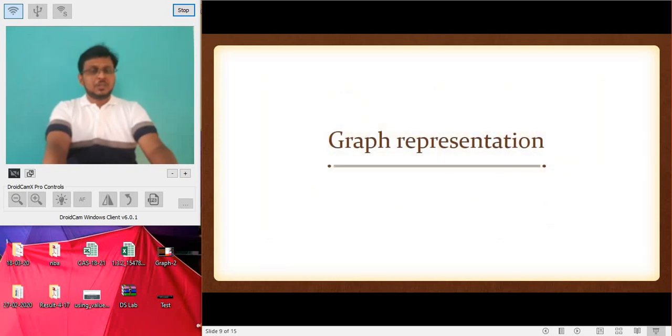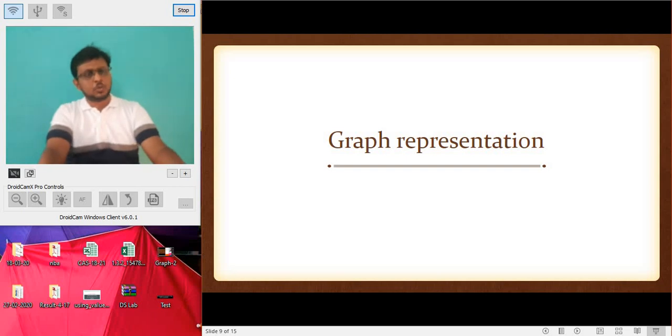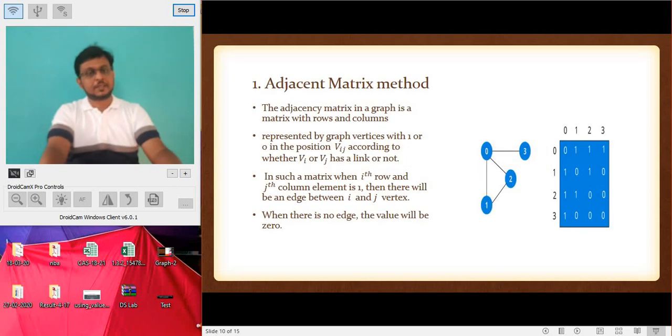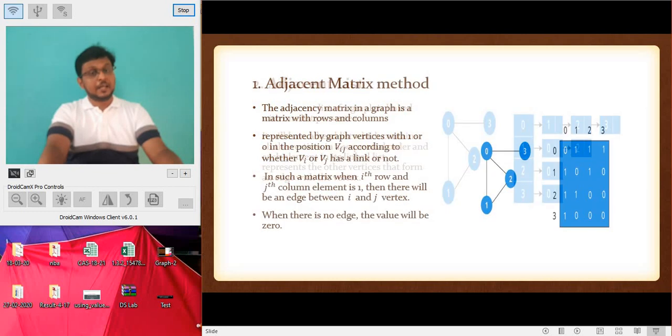Now, how will you represent a graph? On a white paper, you can just draw the nodes and draw the edges, so it becomes a graph. But in the case of a computer, how will you represent a graph within a computer? There are different methods for that, and here I am discussing only two basic methods. One is called the adjacency matrix method, and the second one is the adjacency list method.